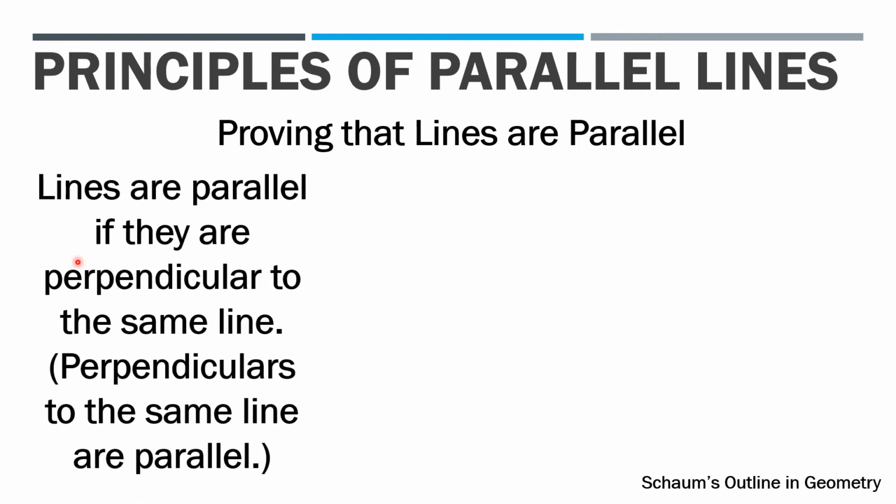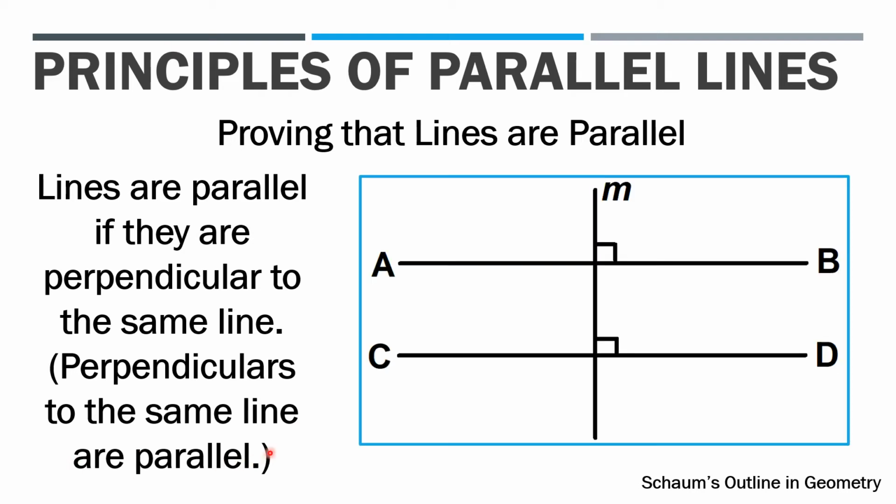Lines are parallel if they are perpendicular to the same line. This principle can be stated this way: perpendiculars to the same line are parallel. In the illustration, if line segments AB and CD are both perpendicular to the transversal line M, then line segments AB and CD are parallel.